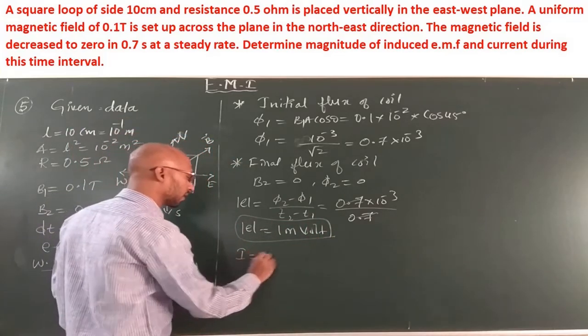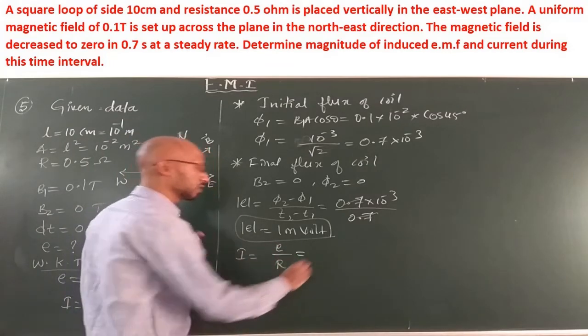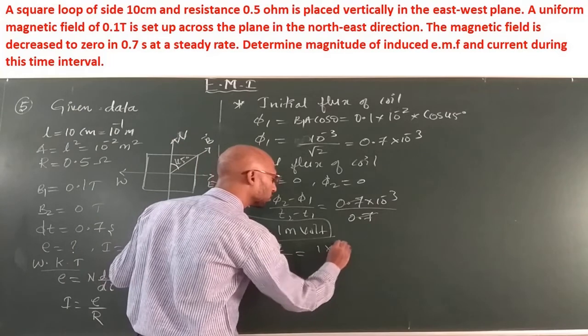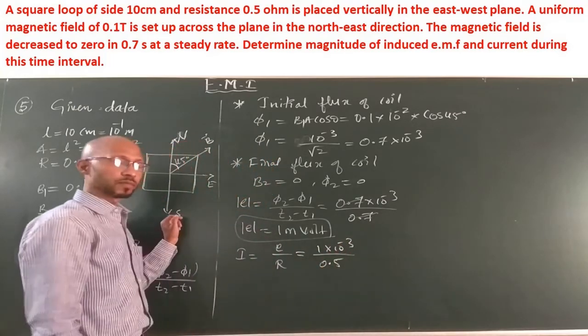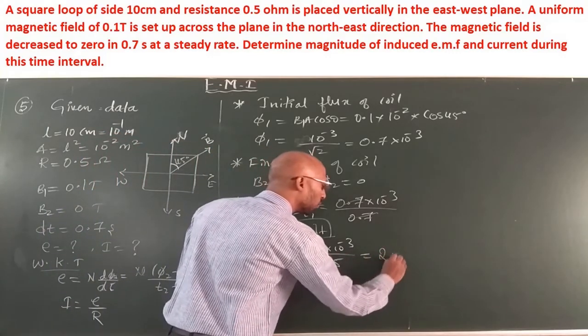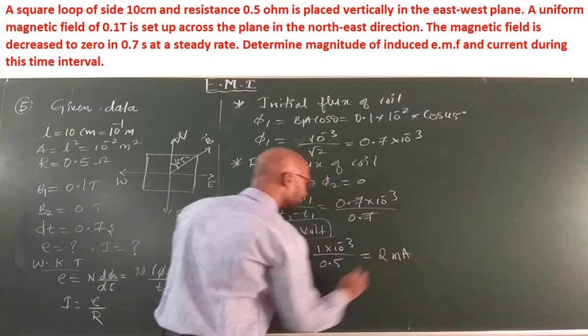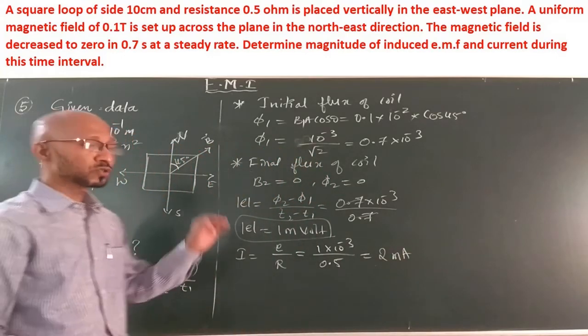Now what is the value of the current? Current will be induced EMF divided by resistance. Induced EMF is 1 into 10 raised to minus 3, divided by 0.5. Now if I calculate, it will become 2 milliampere. This is the induced current; this much amount of induced current will be developed.